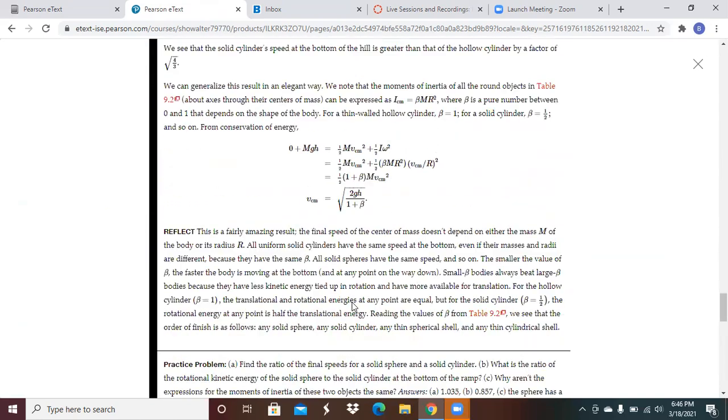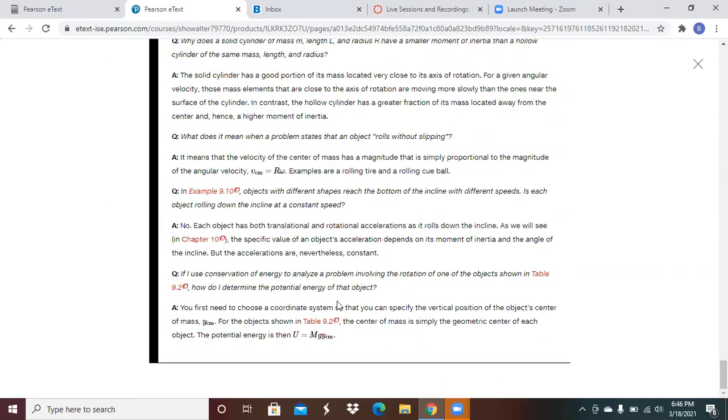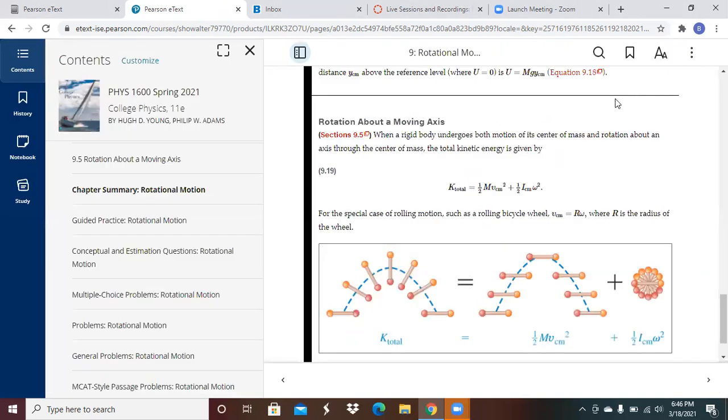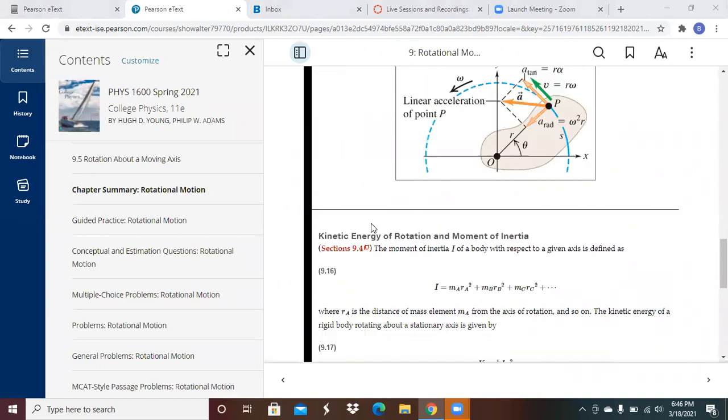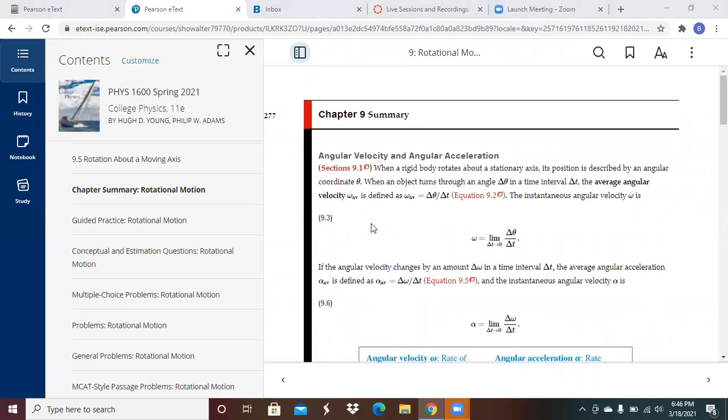And then you've got a few more problems there that you can work through. So that is a run through of chapter 9. I hope it wasn't that boring for you, but when you start getting into rotational elements of physics, things start to become a little bit more complicated than they have been in the past.